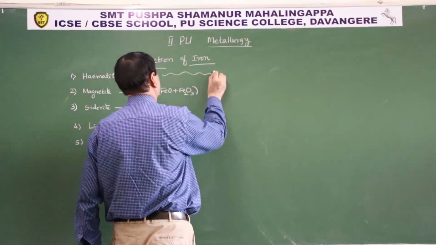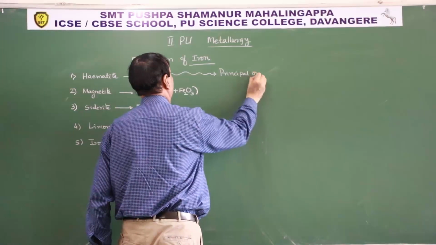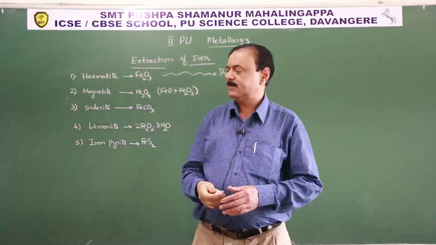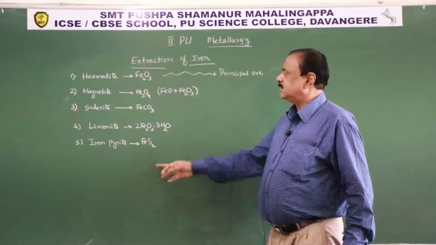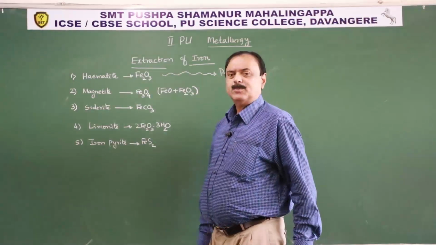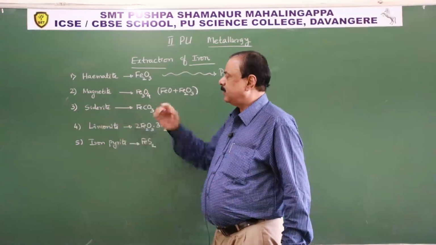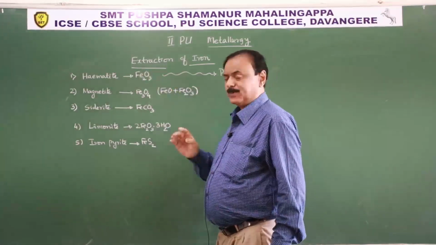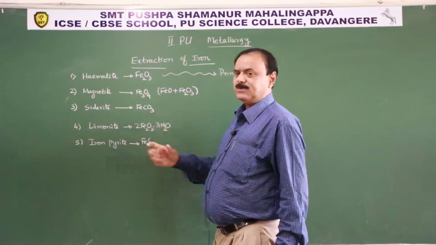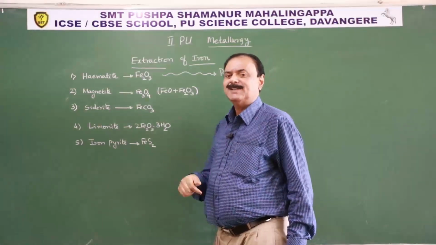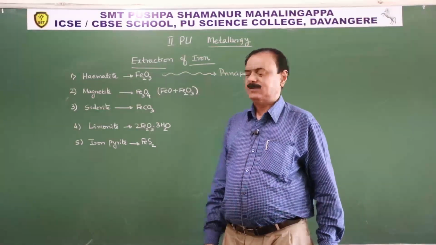Among these, one is called the principal ore of the iron. In your entrance exam, usually they will ask match the following type of questions in NEET. In column A, they will give the important minerals or ores, and the chemical formulas will be given in column B. You have to match. Or they may ask which one of the following is an oxide ore, a sulfide ore, a carbonate ore, or a hydrated ore.